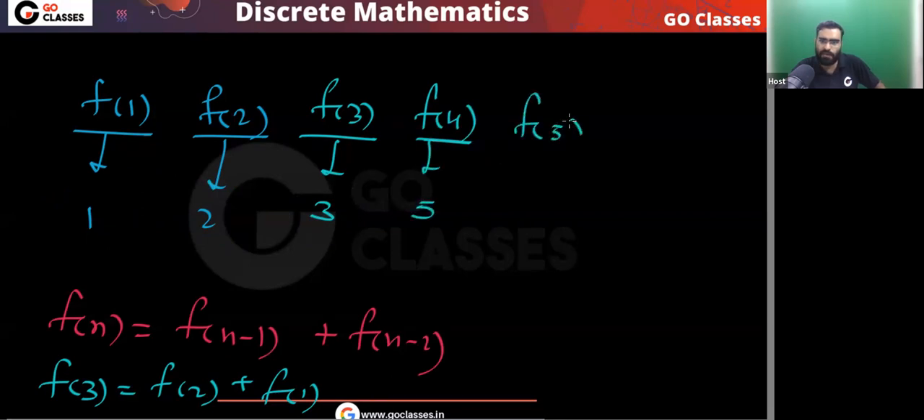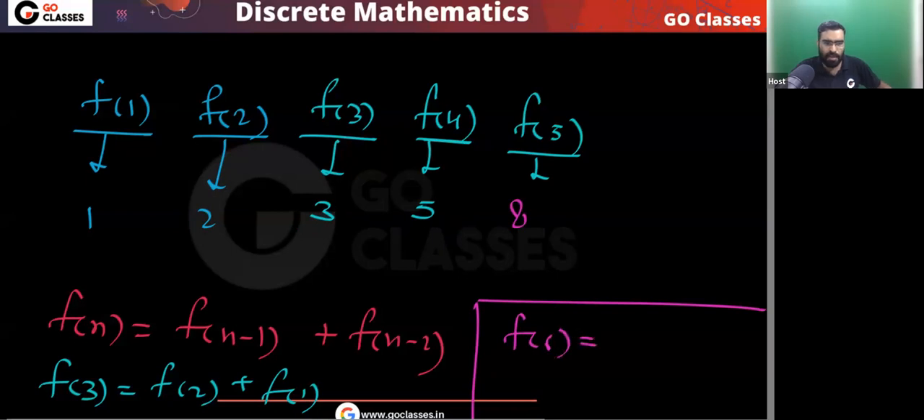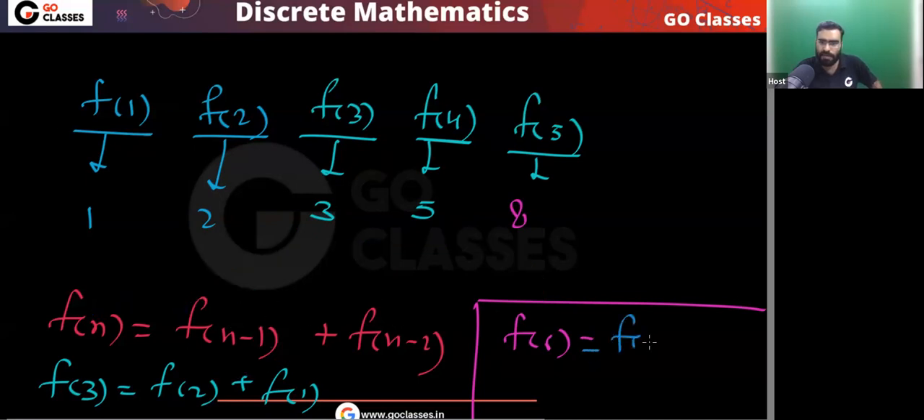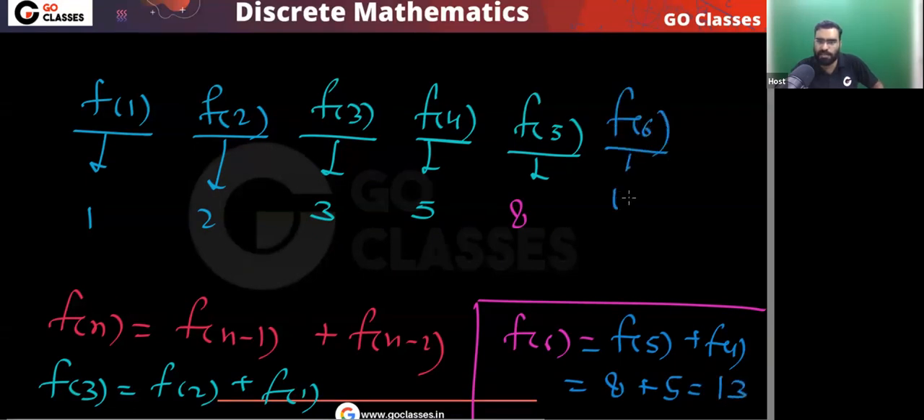And what will be f5? F5 will be f4 plus f3. That will be 8. And what will be f6? Remember, if I put n equal to 6, then I will get f6 equal to f5 plus f4. What is f5? That is 8. What is f4? That is 5. So that will be 13. So remember, f6 will be 13.